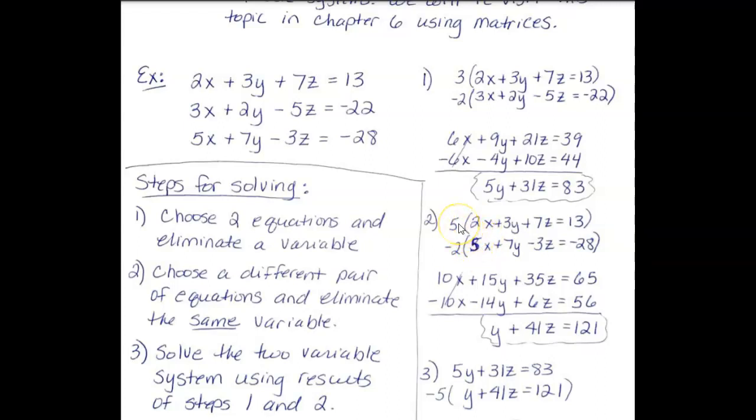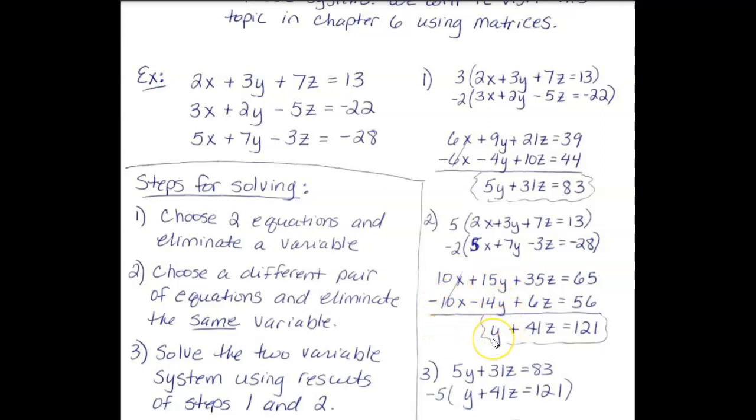So multiply the top by 5 will make this coefficient a 10. And then if I multiply the bottom by negative 2, it'll make this coefficient a negative 10. So distributing 5 through the top gives me 10x plus 15y plus 35z equals 65. Multiplying negative 2 through the second equation gives me negative 10x minus 14y plus 6z equals 56. Now when I add together, the x terms cancel again.